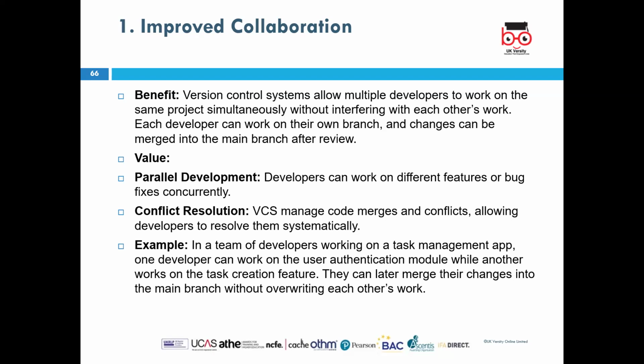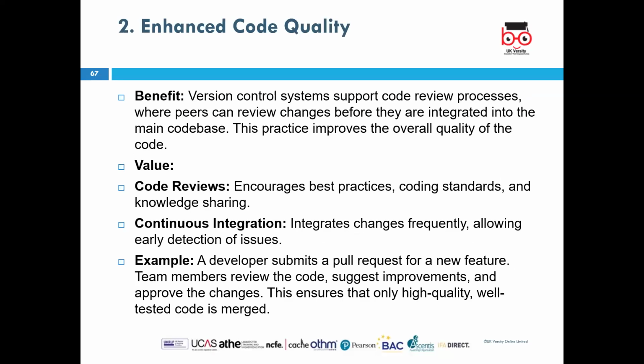So the values of these are parallel development and conflict resolution. With parallel development, developers can work on different features or bugs simultaneously. Conflict resolution, where with a version control system, we can now manage code merge conflicts, allowing developers to resolve them simultaneously.